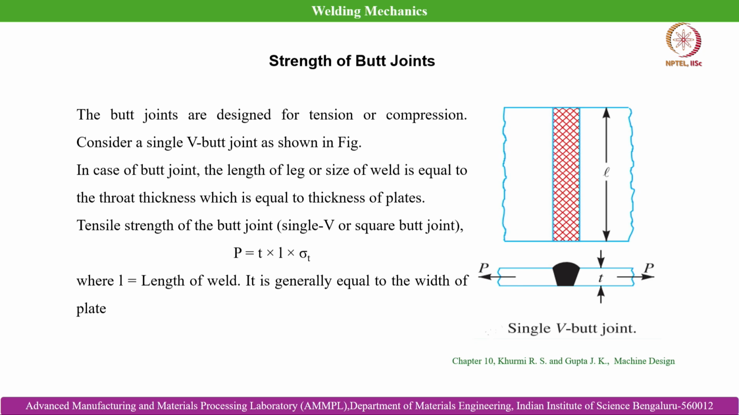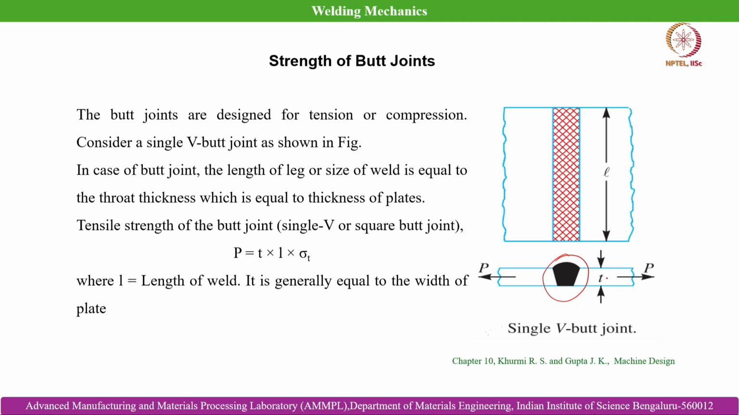Okay. So, now we will move on to the butt joint. This is a typical example of a butt joint, a single V butt joint that I have drawn and explained to you on several occasions. The butt joints are designed for tension or compression. So, consider a single V butt joint as shown here, where the joint throat thickness and the plate thickness are the same, marked as small t, and small l is the length of the weld.